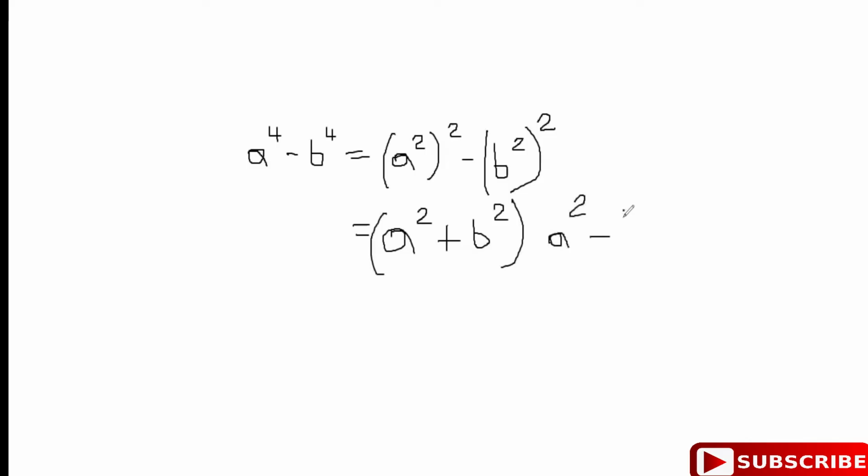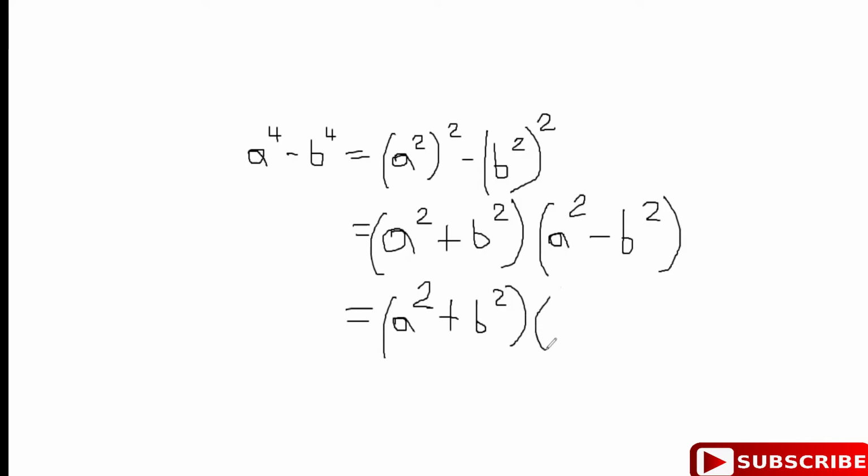Now a squared minus b squared can be simplified further, right? We can simplify this side further to get a squared plus b squared. Now this part that is a squared minus b squared, we can write it further as a plus b times a minus b. So we can simplify it this way.